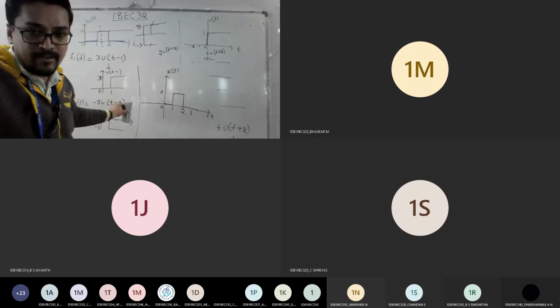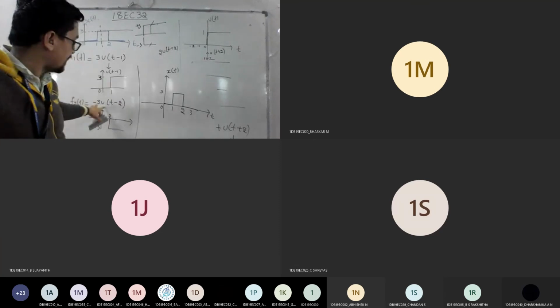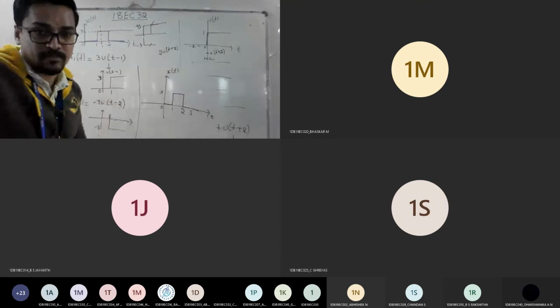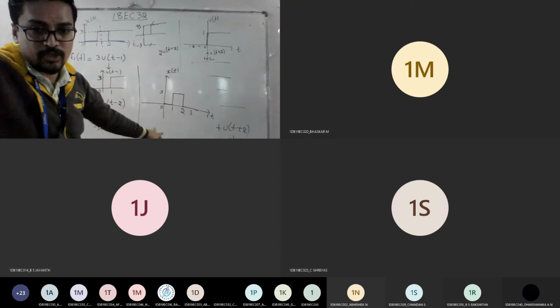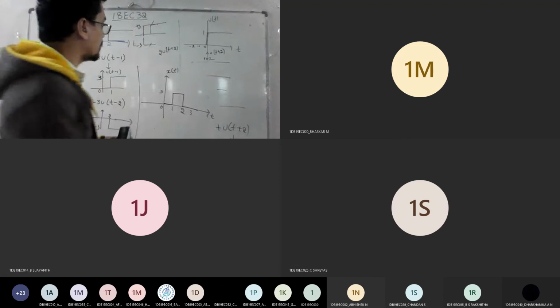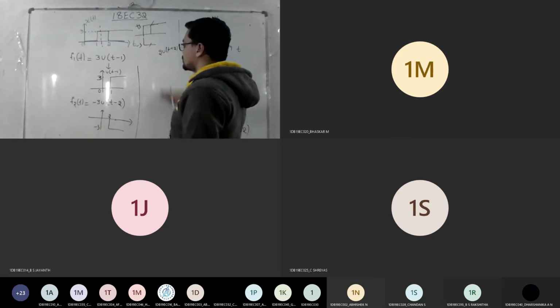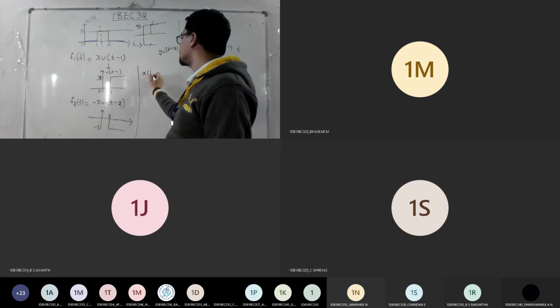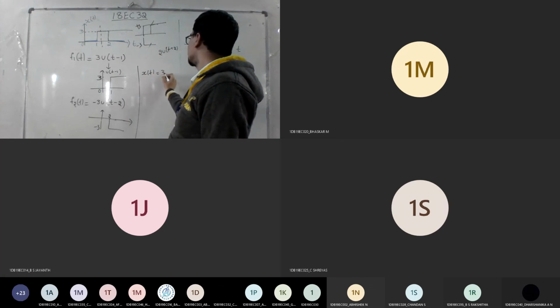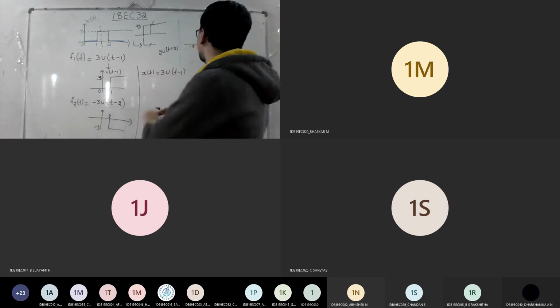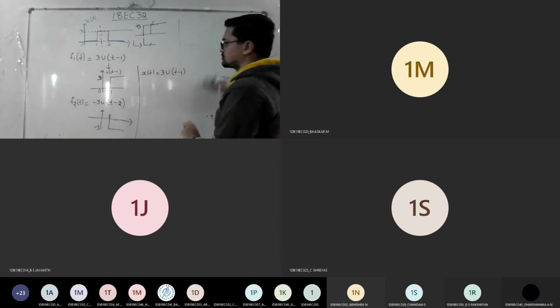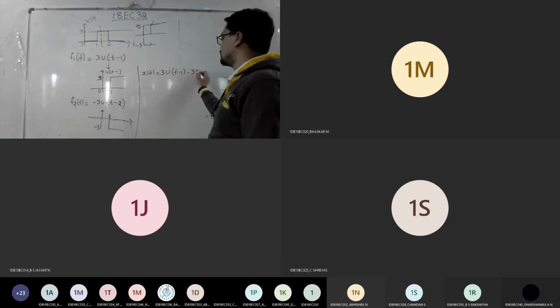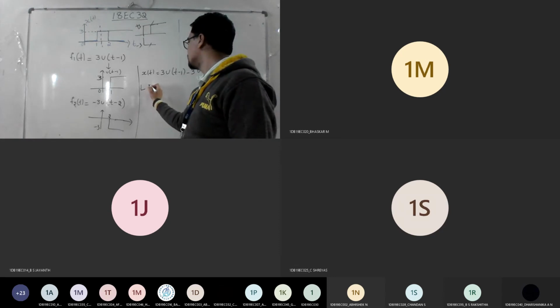Everyone, that is not the end. After this, you need to get the Laplace transform for this too. That is the end of the problem. If you leave it here itself, you are not going to get full marks. So how to conclude now? You need to take these two functions. So x of t is equal to 3 times u of t minus 1 minus u of t minus 2. Now apply Laplace for this. This becomes X of s.